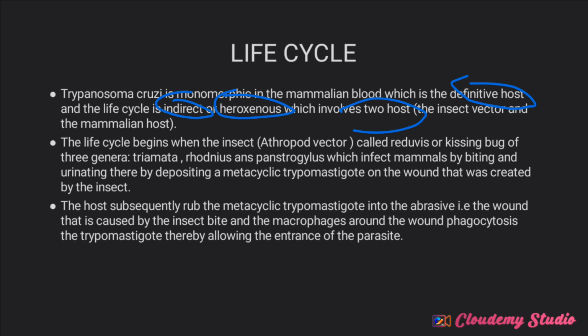Of reduviid, or kissing bug, or assassin bug, that can transmit, or that can serve as a vector. These particular insects are infected by a mammal when they bite a particular mammal. Now, it is not really by inoculation. This is what they do. They bite mammals.